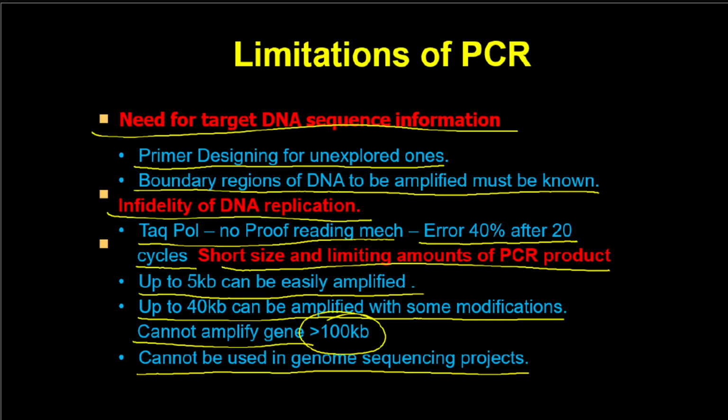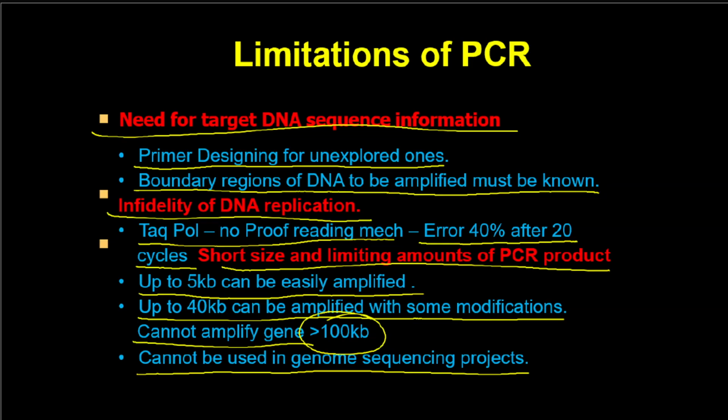Okay, so limitations of PCR. Primer designing for an unexplored gene is very difficult. Boundary regions of the DNA to be amplified must be known. Taq-Pol does not have a proofreading mechanism, so error is 40% after 20 cycles, nearly 33 to 40%. Short size and limiting amounts of PCR products, up to 5 kilobase pairs can be easily amplified, up to 40 kilobase pairs can be amplified with some modifications. Cannot amplify genes larger than 100 kb.